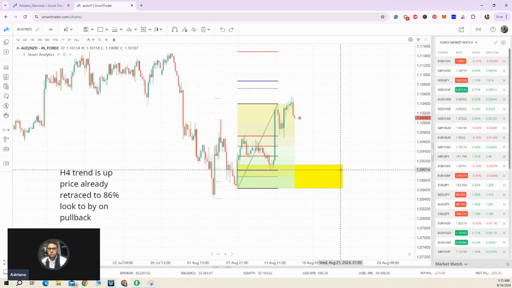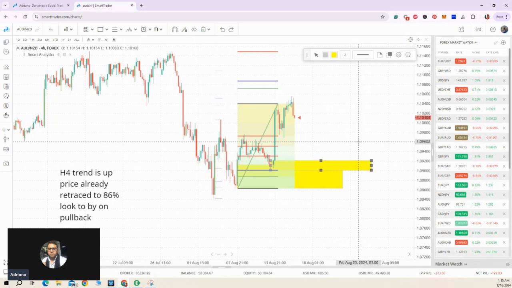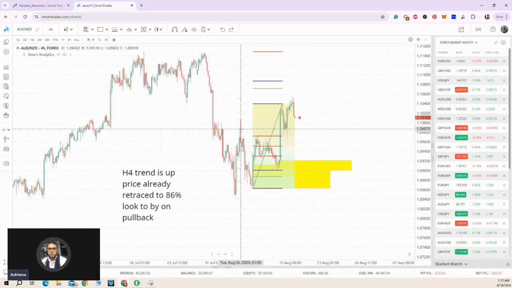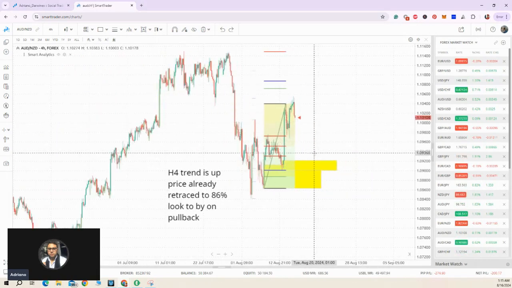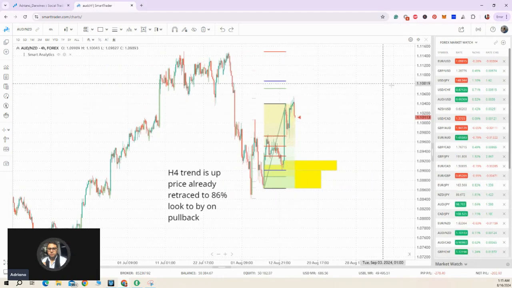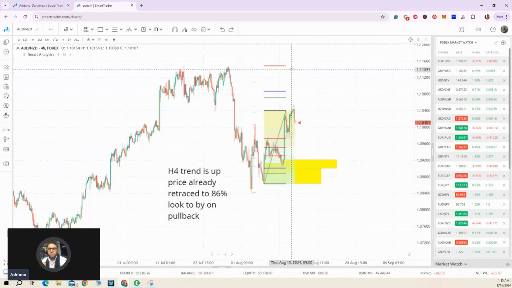We have these retracement zones here and supply and demand zones here as well. Right now I'm not going to do anything. I'm going to wait. The market already retraced to 32%, and there's a chance that the market can go up to 1.1147.